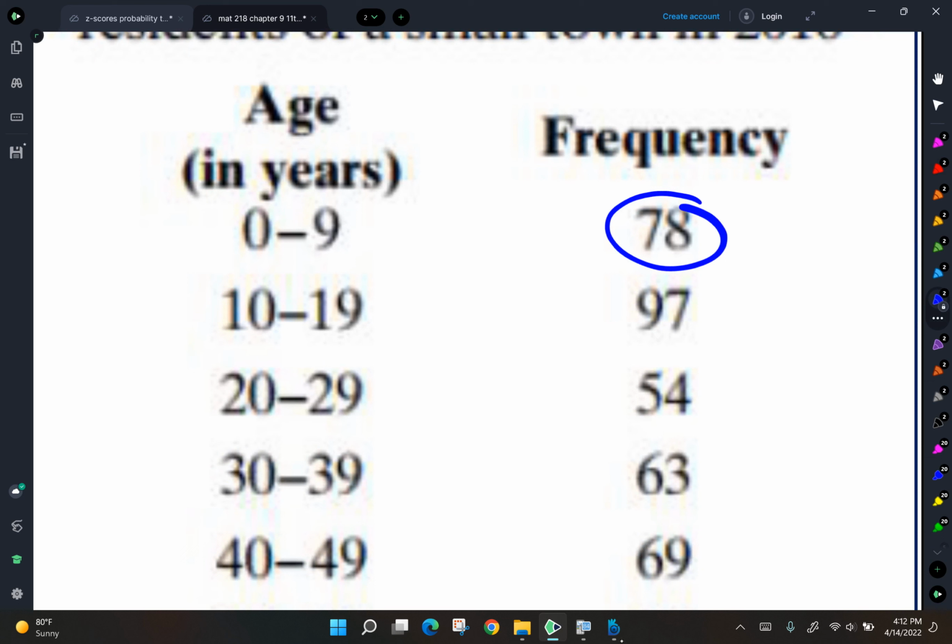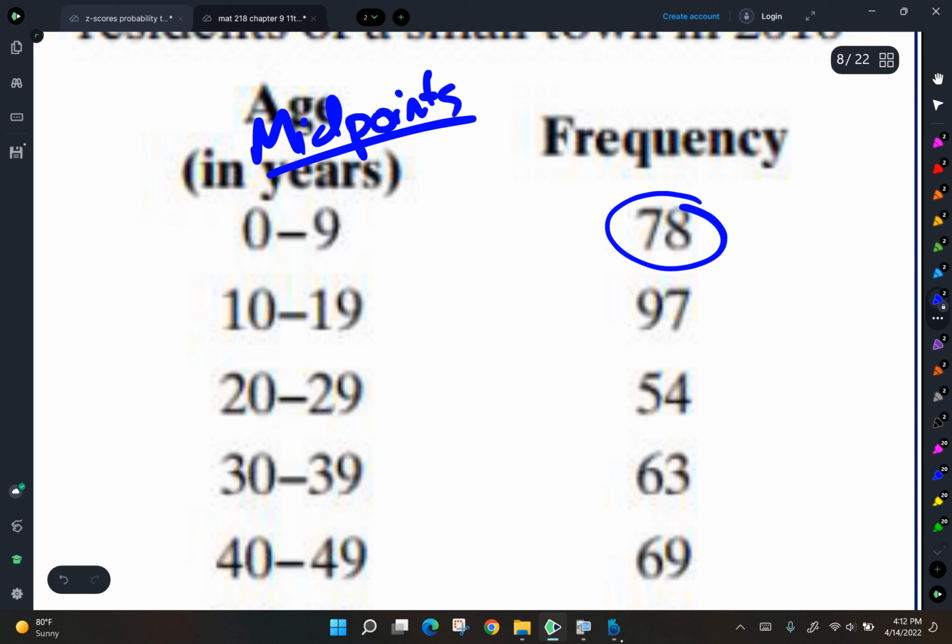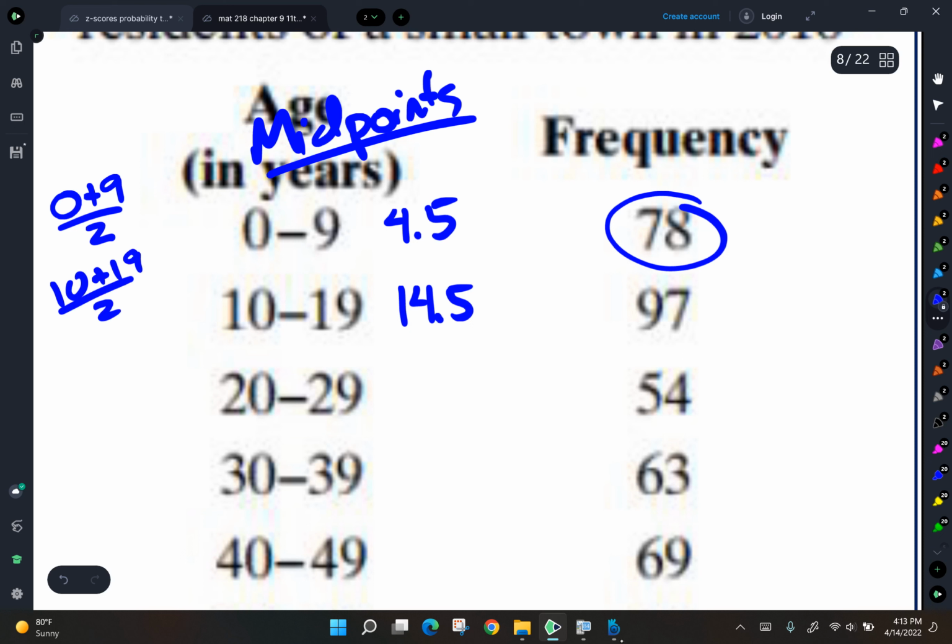So what I'm going to do is estimate it by using midpoints. I'm going to go through and find the midpoint. Now the midpoint of the first class is 4.5. If you're wondering how I found that, the midpoint is always the left endpoint plus the right endpoint divided by 2. So I would say 0 plus 9 divided by 2, that's 4.5. The second midpoint is going to be 14.5. I can either find that by doing the formula again, 10 plus 19 divided by 2, or since the class width here is 10, I can just add 10s straight down the list.